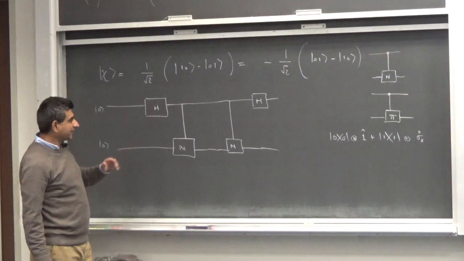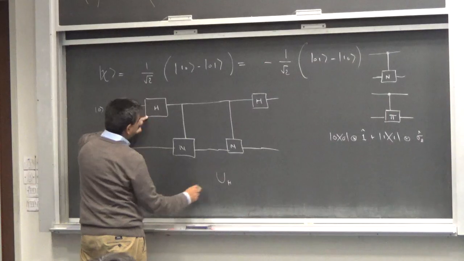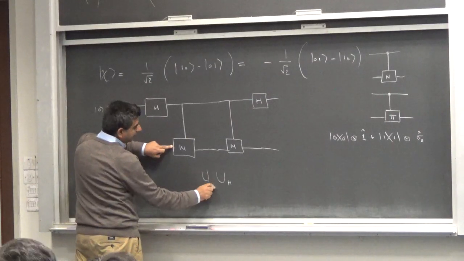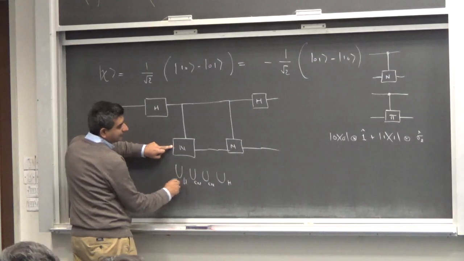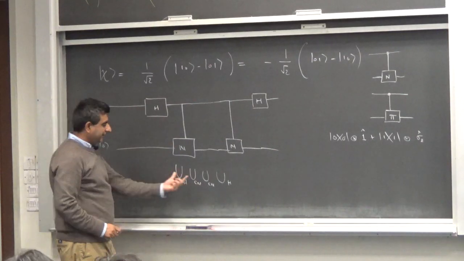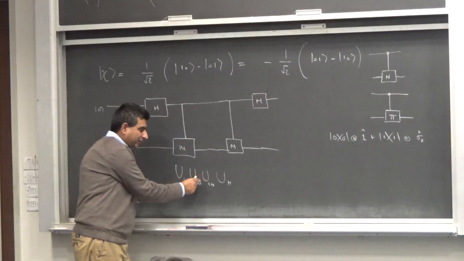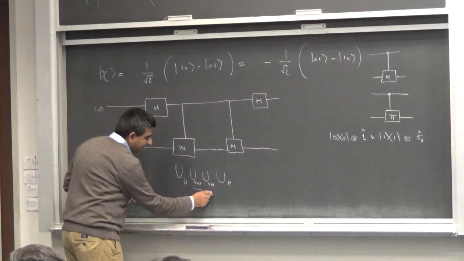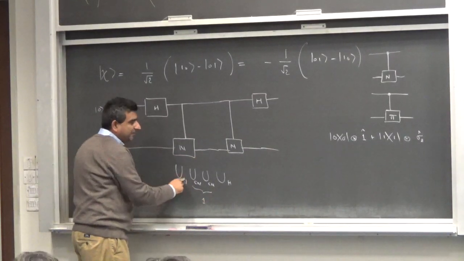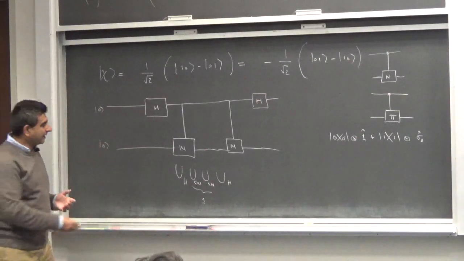So if you look at the matrix form of this, you have U Hadamard followed by U control NOT followed by another U control NOT followed by U Hadamard. And this is actually the inverse of this, because the control NOT gate is itself inverse. This gives me identity. I'm left with U Hadamard followed by U Hadamard. That's also identity. So I get identity.